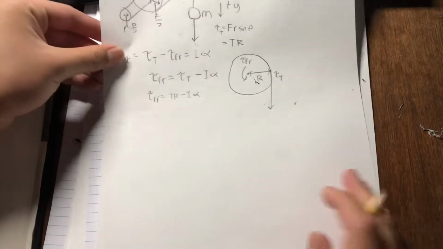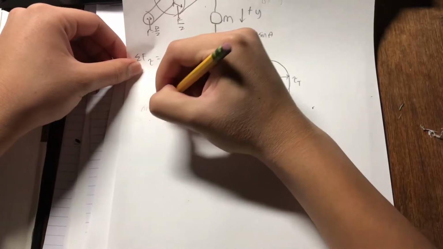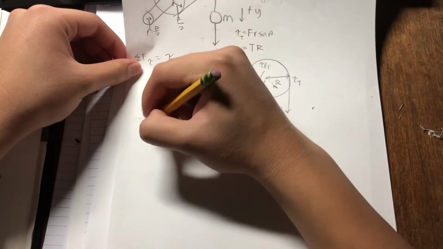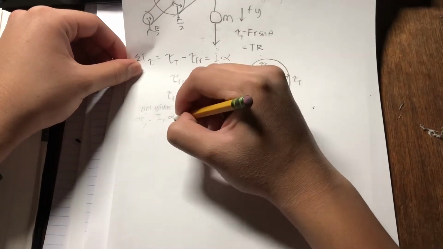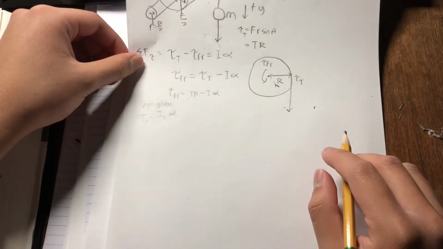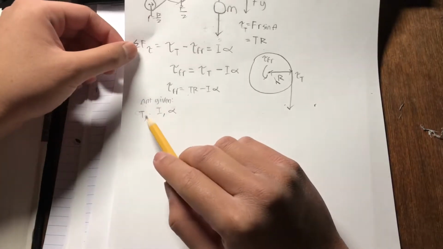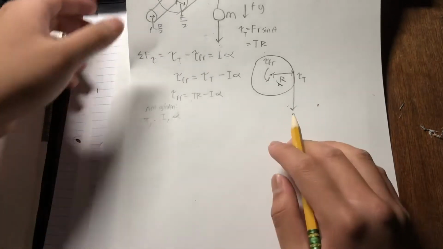Once you're here, you realize that you have 3 unknowns. 3 of these variables are not given in the problem. The following are not given: tension, moment of inertia, and alpha. These 3 are not given, so we're going to have to solve for each of these individually, and once we have expressions for each of these, we can plug them back into this expression here and get the nice long one. So let's start by solving for tension.